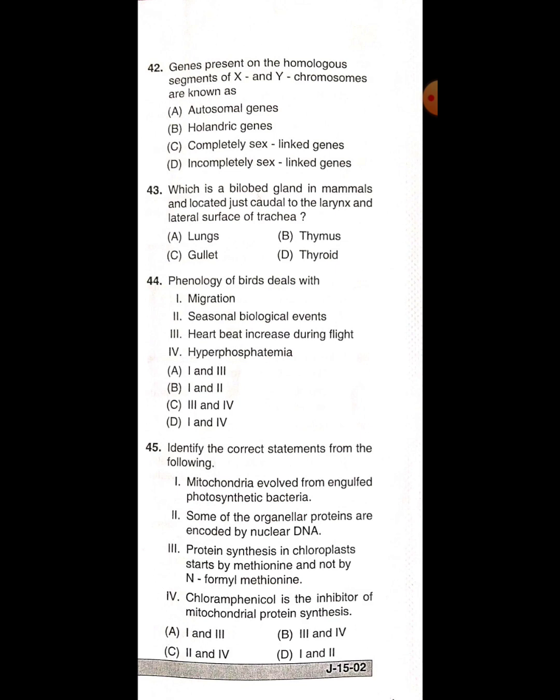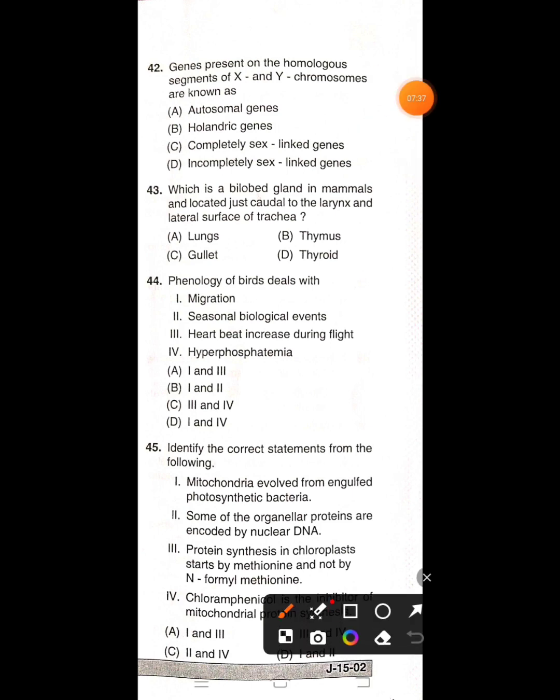Genes present on the homologous segments of X and Y chromosomes are known as, options are autosomal genes, holandric genes, completely sex-linked genes, incompletely sex-linked genes. For this, the correct answer is incompletely sex-linked genes.